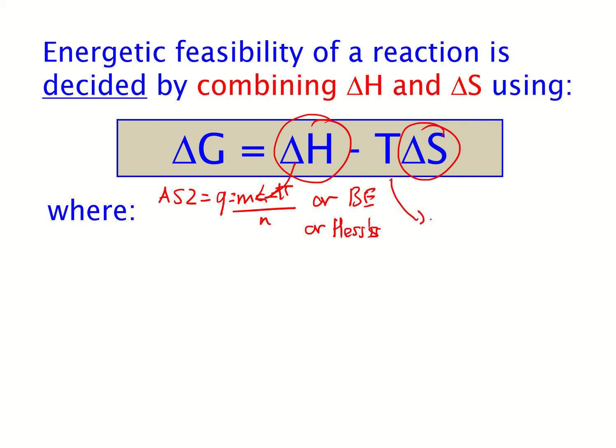The T value is in kelvins. So if it is given to you in degrees Celsius, it's degrees Celsius plus 273 to turn it into kelvins. You can't have a negative Kelvin, by the way. The lowest it goes is 0, and that's important for some things we do later.